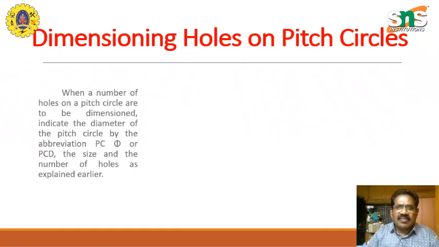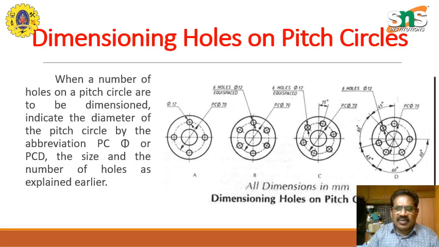So, dimensioning on pitch circles. If the holes are to be made on a circle, we can simply say that the imaginary circle drawn through the center points of all the holes is called the pitch circle diameter. And for the pitch circle diameter, how many holes there are and how they are spaced is what is being given here. Okay, so that's it.